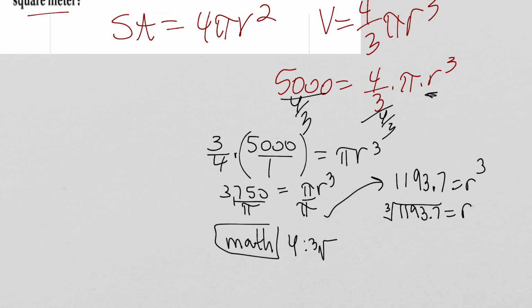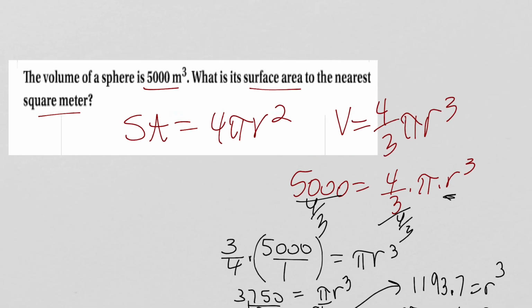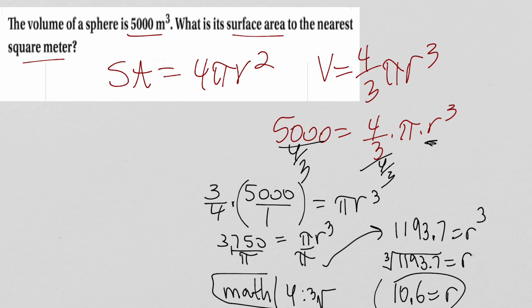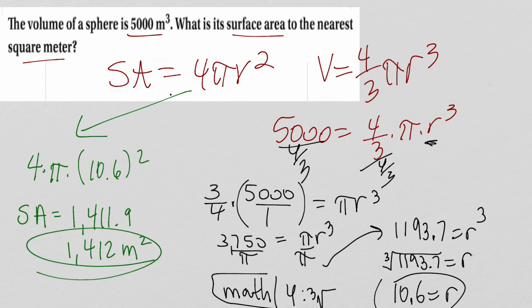So I'm going to go down to number 4, press it. Now I'm going to put 1193.7 underneath the cube root. And I get about 10.6 is my radius. That's what I need now to plug in to get the surface area of this sphere. So now let's go up to here and plug that in. So it's 4 times pi times 10.6 squared. Okay, when I plug it in and work it out, they wanted the nearest square meter, so it's 1,412 meters squared.